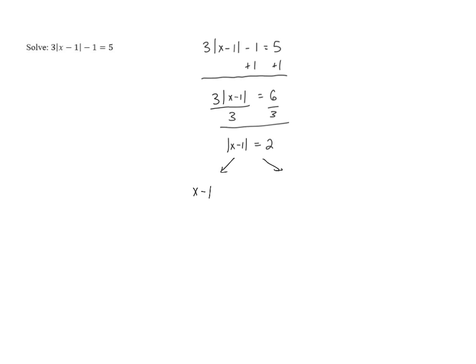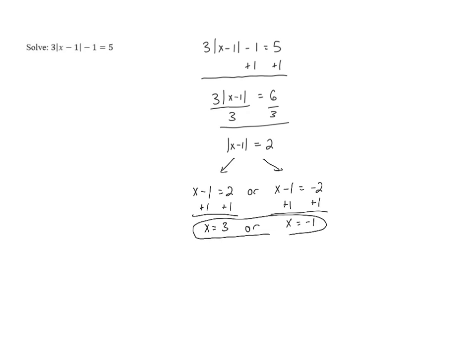Here, this would give us x minus 1 equals 2, or x minus 1 equals negative 2. To get x alone, we need to add 1 to both sides of the equation. This gives us x equals 3 for the first one, and for the second one, this gives us x equals negative 1. So our solution is that x equals 3 or x equals negative 1.